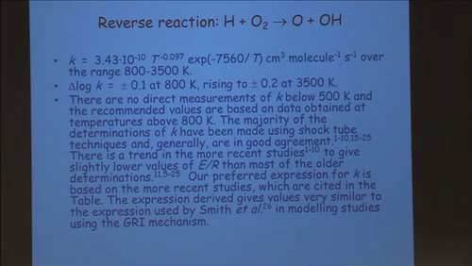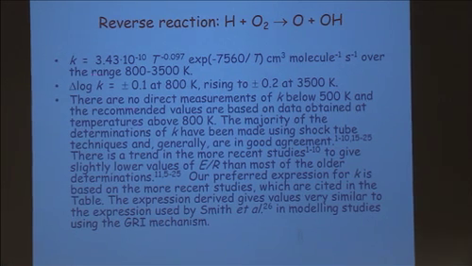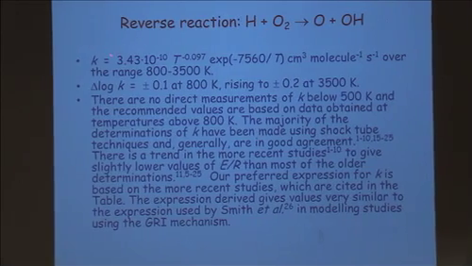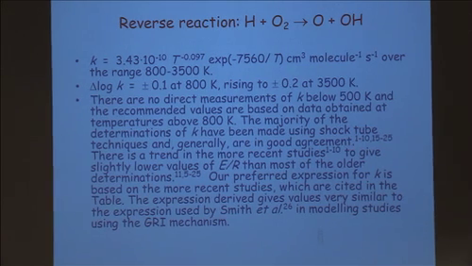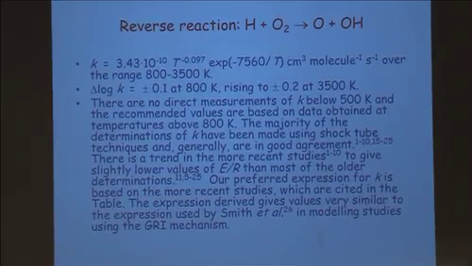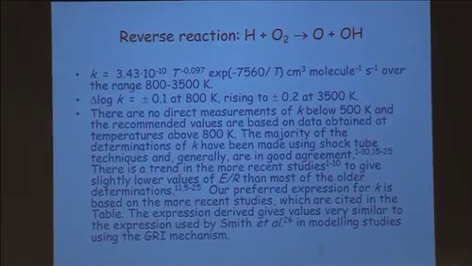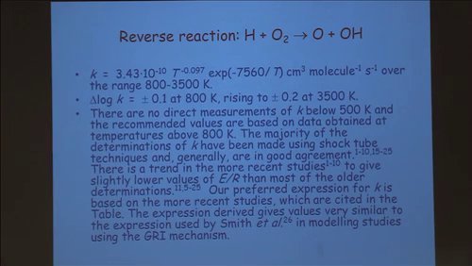Here's the reverse reaction, H plus O2, and the recommendation for this rate coefficient. Before this, there's a whole set of data about what measurements were used in this evaluation. And the uncertainty now in delta log k is 0.1 at 800 K, rising to 0.2 at 3500 K, is the recommendation.